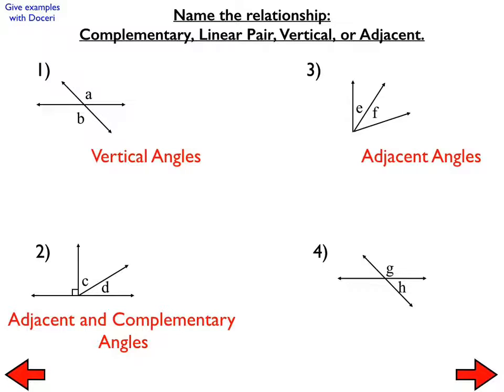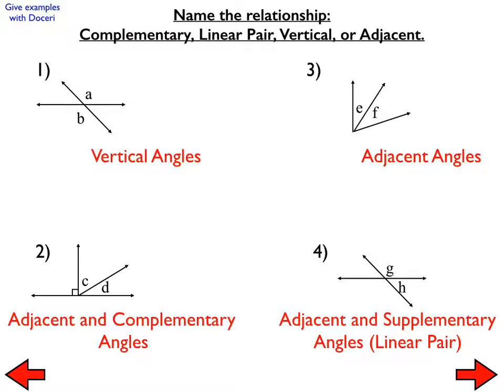Number 4, again, lots of angles going on, but we only care about G and H. Do they make a straight line? Yes. What's that called? Linear. It's a linear pair because they're adjacent and supplementary, so that special name is linear pair. You don't have to write adjacent because linear pair already means it's adjacent. Okay, supplementary and adjacent means linear pair. Any questions about 1 through 4?